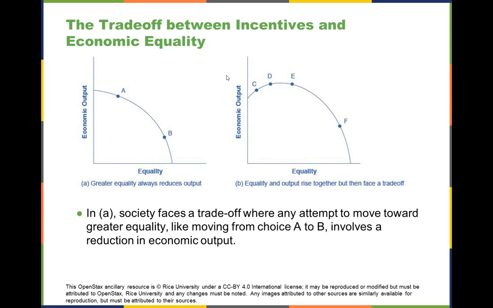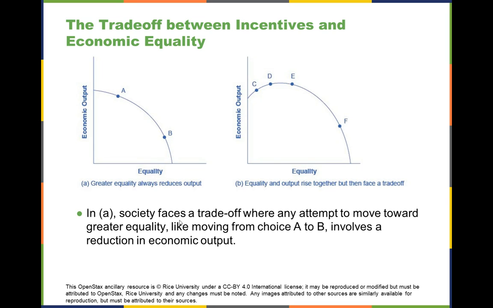And the trade-off: incentives and economic equality. This is output, and so I've talked before about efficiency versus equity. So efficiency leads to greater output, and equality would be on the horizontal axis. So the more equality that you try to push in, the less efficiency that you're going to have.